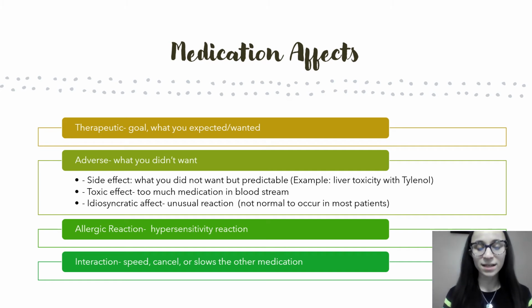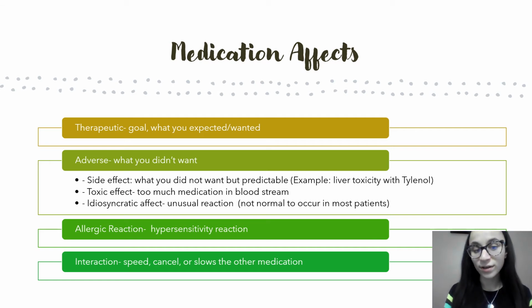And last but not least is idiosyncratic effect. And that's basically an unusual reaction. So side effect is something you predict is going to happen. You hope it doesn't, but it could happen. And idiosyncratic is something that is unusual. It doesn't occur to most patients. And that's all under adverse effects because you don't want any of those to happen.